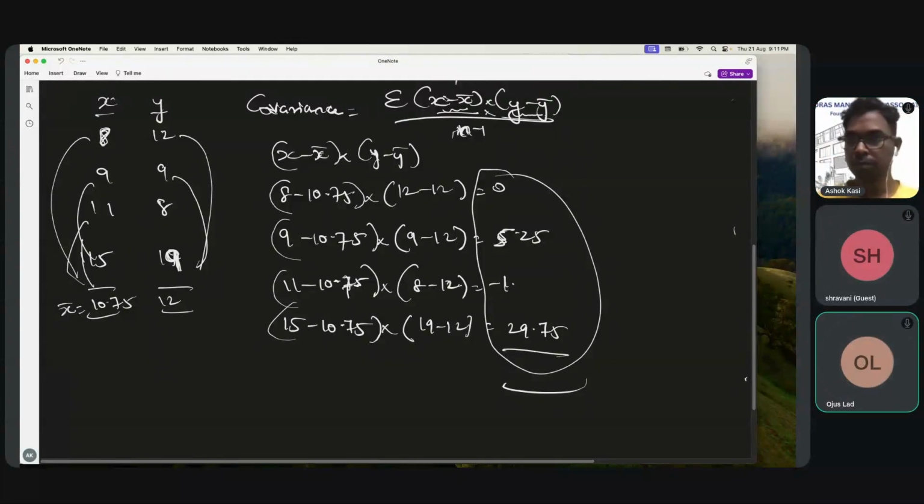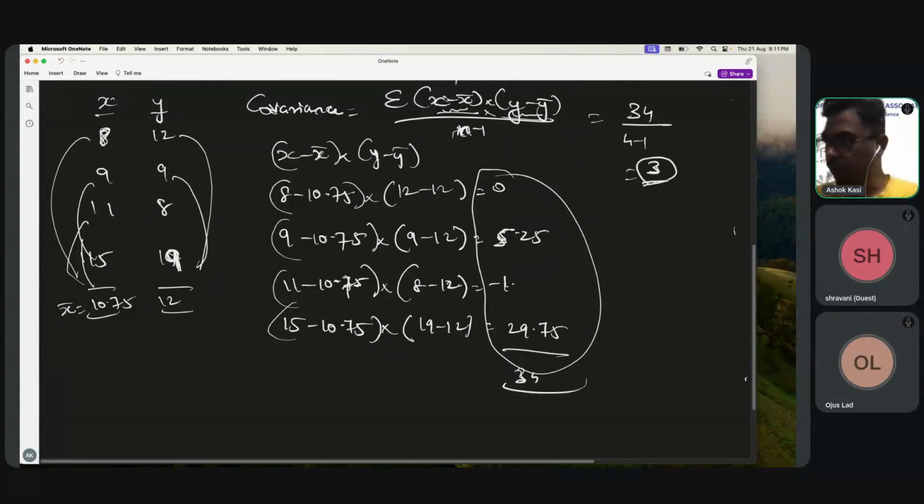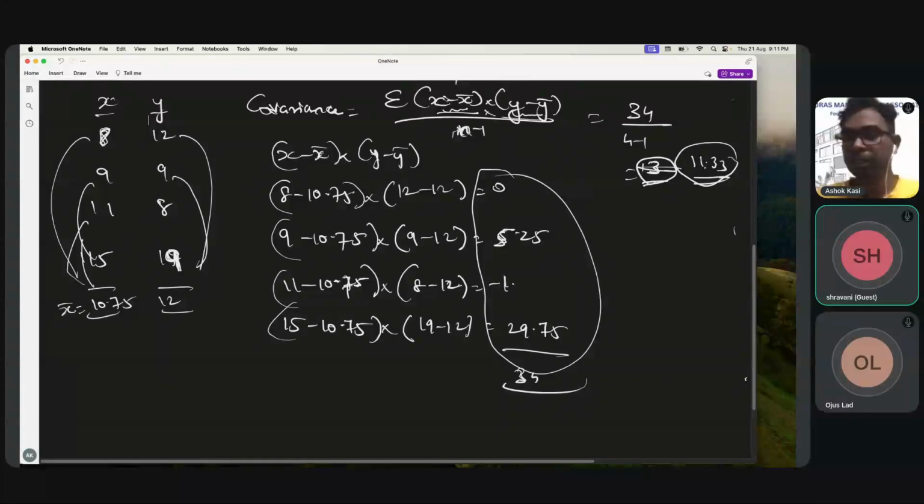34. So covariance is 34 divided by 4 minus 1, which is 3. So this is 11.33, a positive number. If this number is a positive number, it indicates that they both are moving in the same direction. If it is a negative number, then both are moving in the opposite direction.